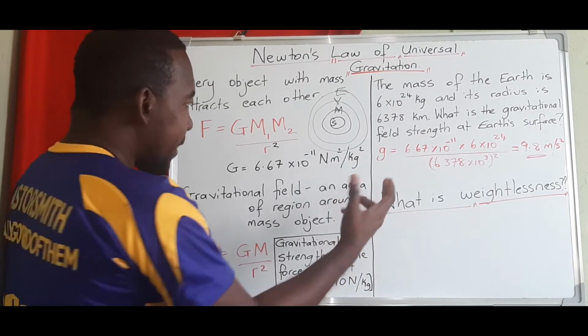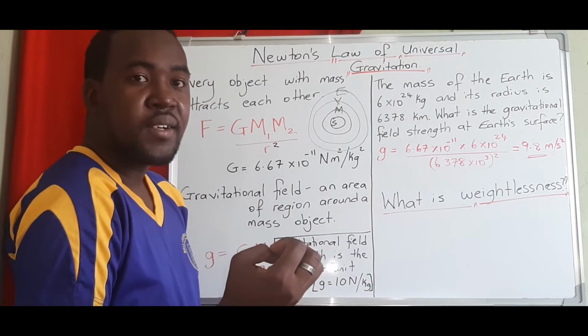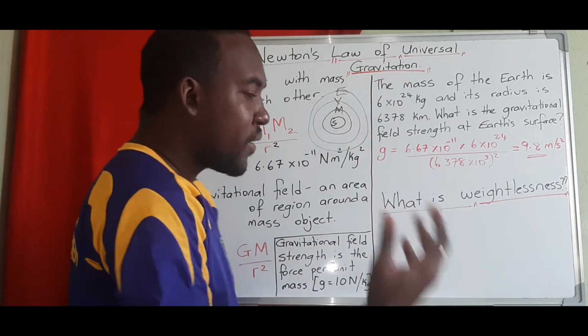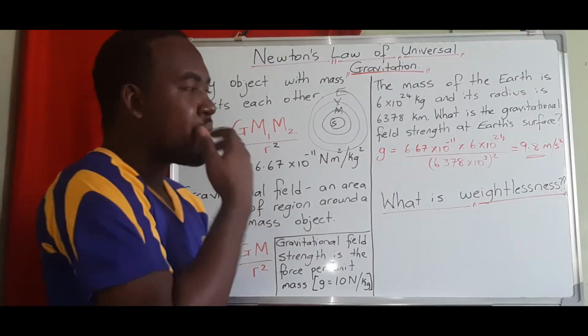So our gravitational field strength also tells us the rate at which objects will fall onto the surface of the ground. Now, there is a mind-blowing question.